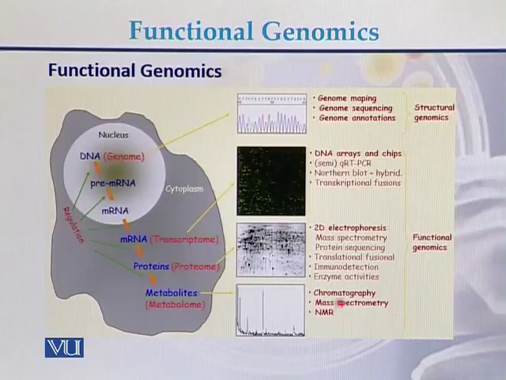Chromatography, mass spectrometry and NMR are used to study the metabolites. 2D electrophoresis is used to study the proteome, and DNA arrays and chips are used to study the transcription or the transcriptome. So these are all functional genomics.